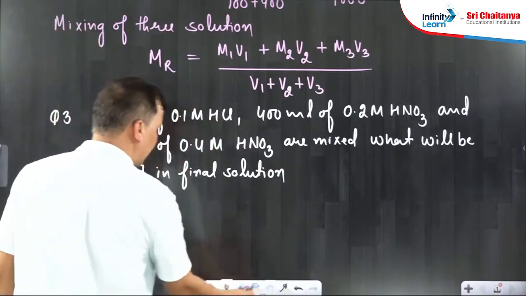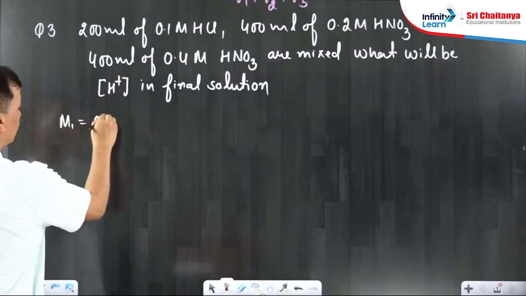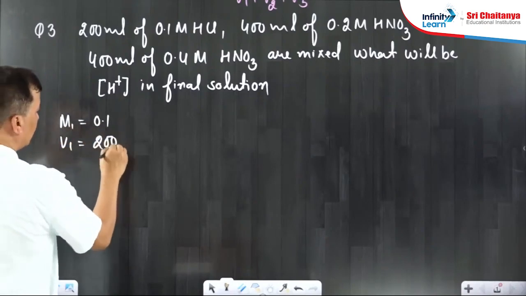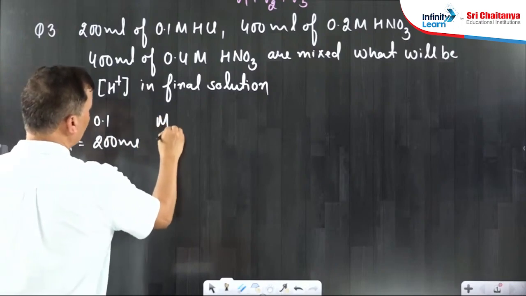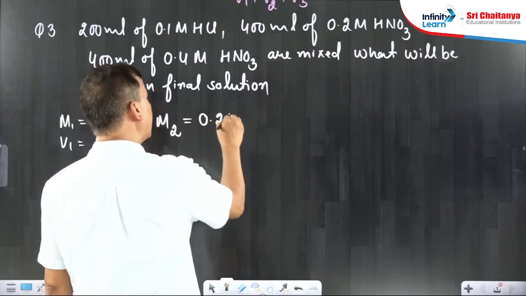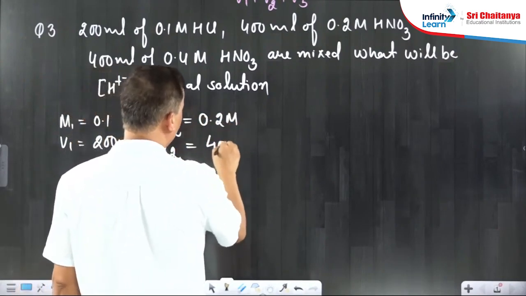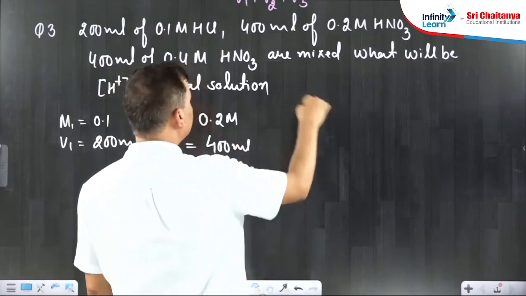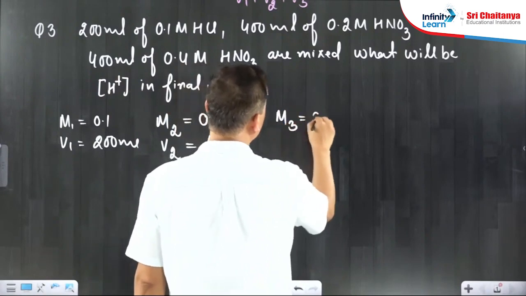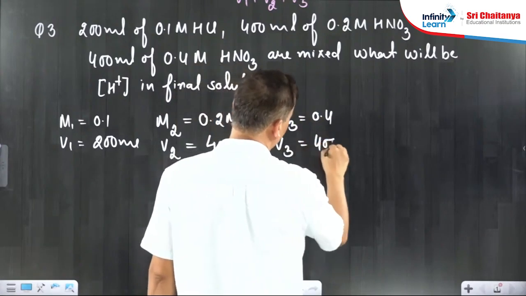Okay. Now I am writing here. Here is M1. Please write M1 is equal to 0.1, and V1 is equal to 200 ml. M2 is equal to 0.2 molar, and V2 is equal to 400 ml. And then the third one is also nitric acid. Here is M3, M3 is 0.4, and V3 is also 400 ml.